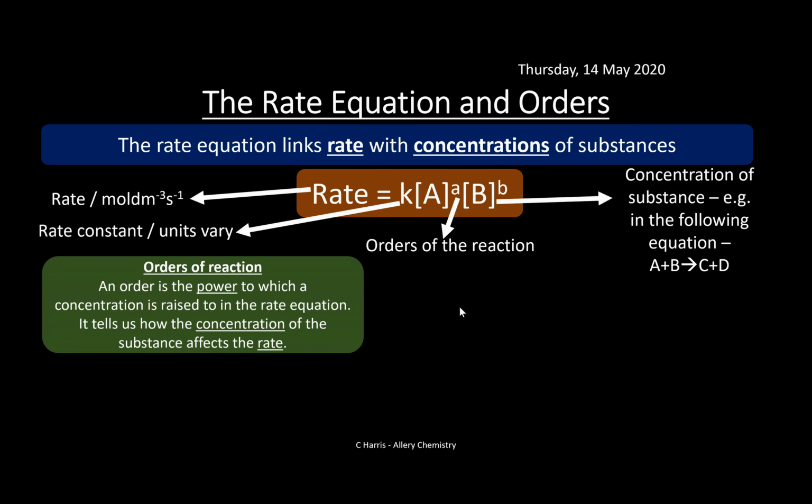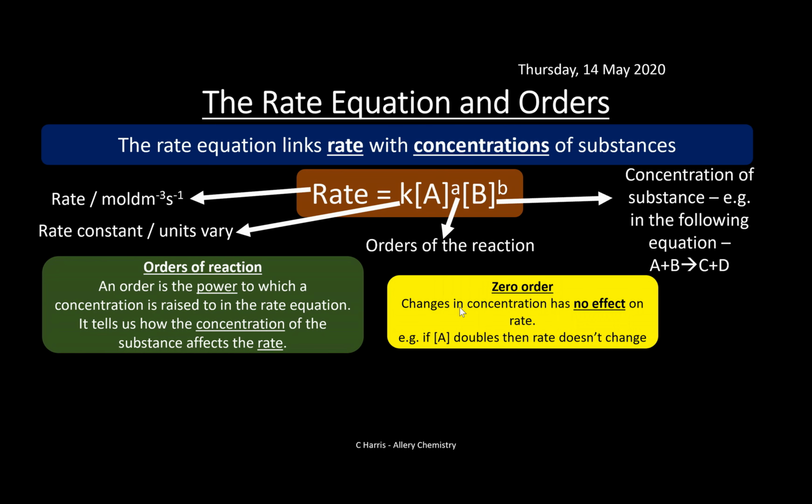So, for example, we have zero order, first order, and second order. What we'll look at now is what the different orders are and what they mean in relation to concentration, change in the concentration, and change in rate. A zero order is where if we change the concentration of a substance, it has no effect on rate. In other words, if we double the concentration of A, the rate doesn't change.